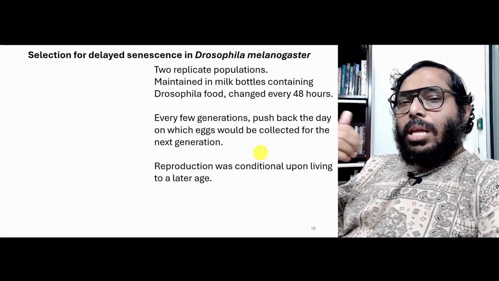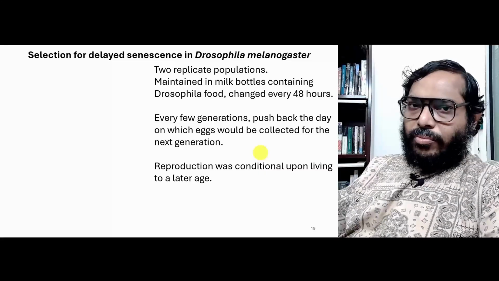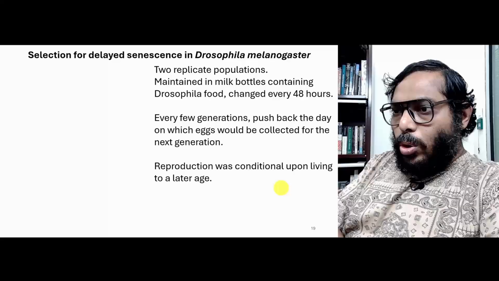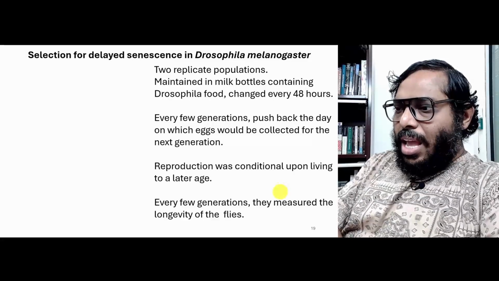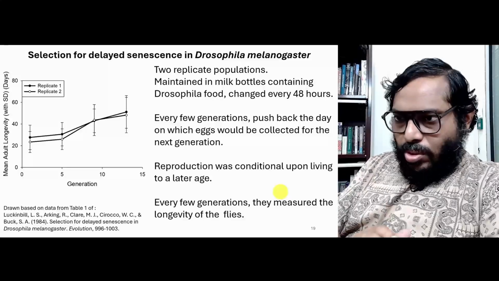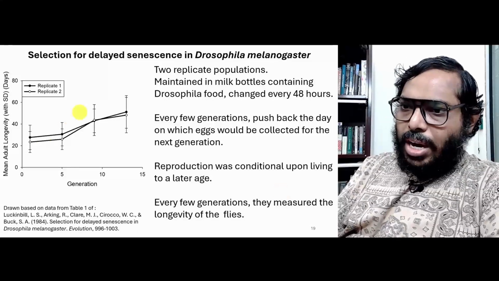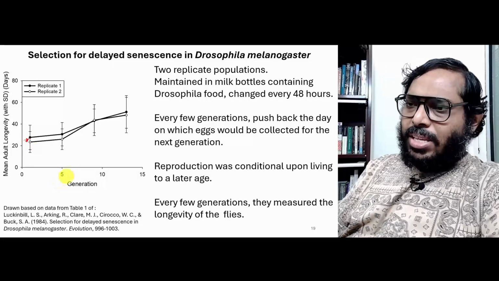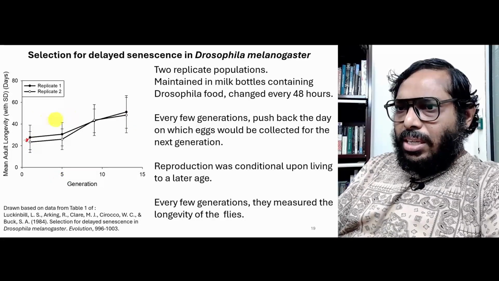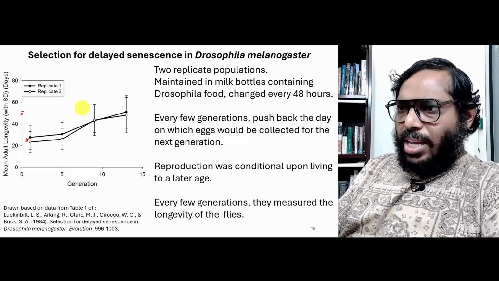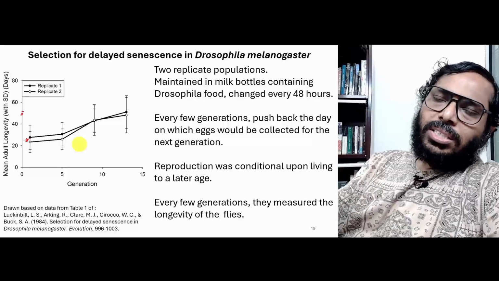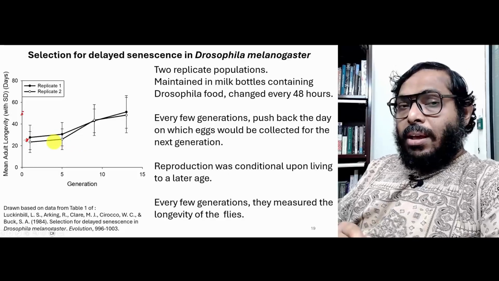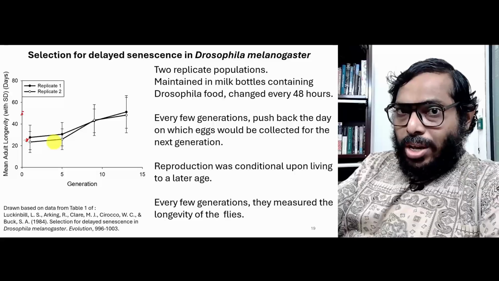And every few generations they would push back the day on which they are collecting the eggs, from 30 to 35 and 40 and so on and so forth. And they did this for a few generations, and every few generations they would also measure what was the maximum lifespan of the flies, and what they found was very stark. When the whole experiment started, the mean longevity of the flies across the two replicates was about 25 days, and within about 13 generations of selection this had increased to close to about 50 days or so. So, roughly speaking, within a span of about 13 generations they had doubled the mean lifespan. Now, you can imagine that that is a huge change in a very short amount of time.